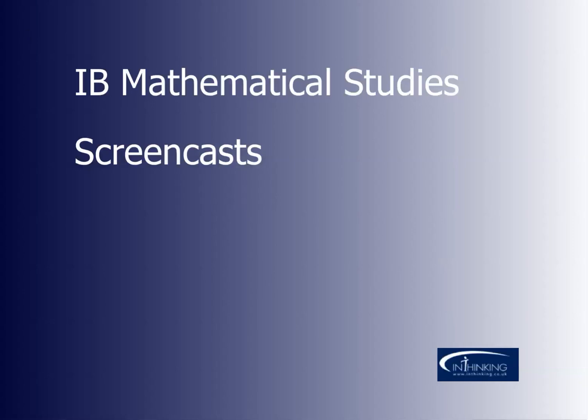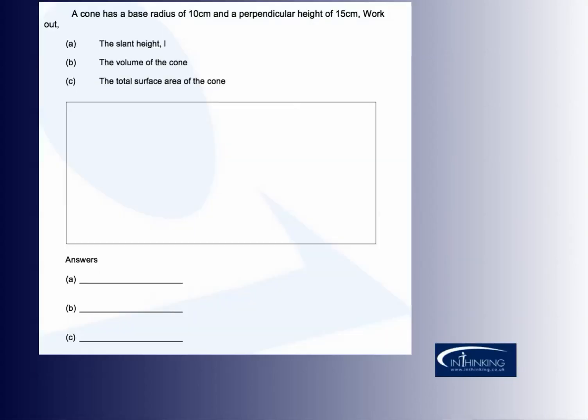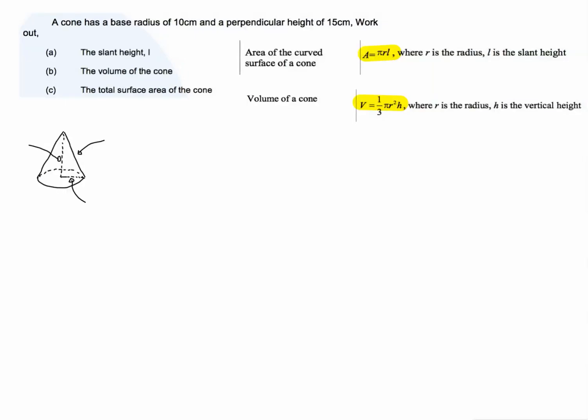So this is a screencast offering a solution to the IB Maths Studies past paper exam style question on the volume and surface area of cones. So here's the question with a little diagram. A cone has a base radius of 10 centimeters and a perpendicular height of 15 centimeters. Part A, work out the slant height.